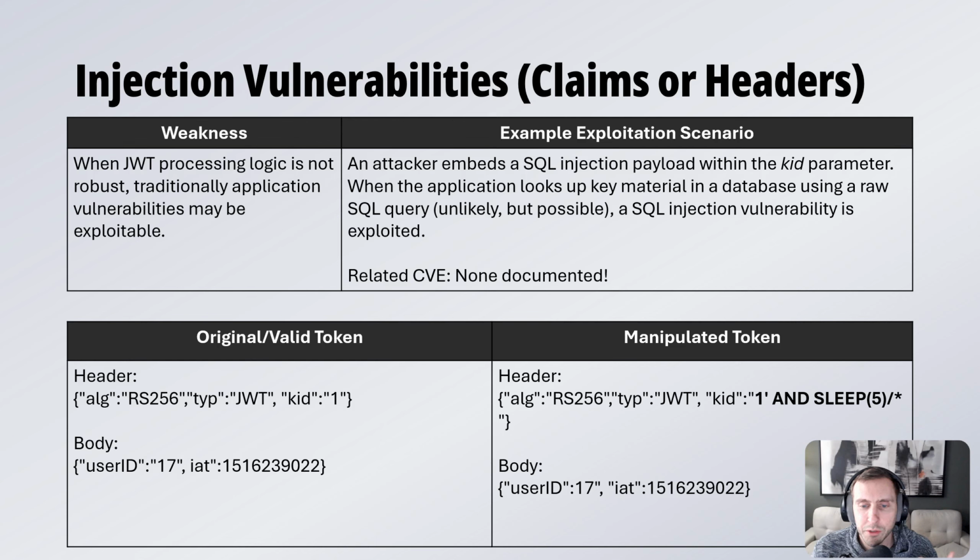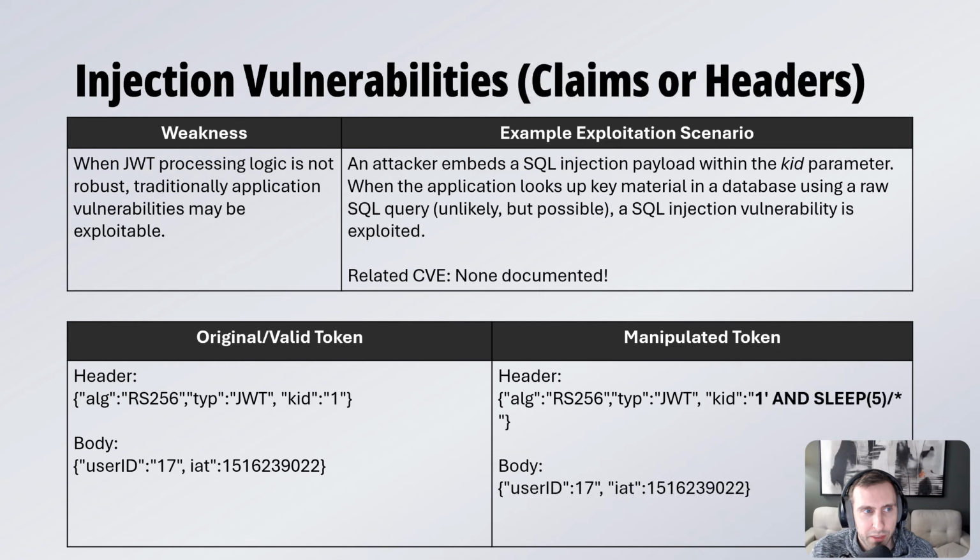You'll see most write-ups are just talking about the KID header, which is quite interesting because really it just depends on how the developers are implementing and using JWTs in their application, but they can take anything from this. And it can be claims as well.